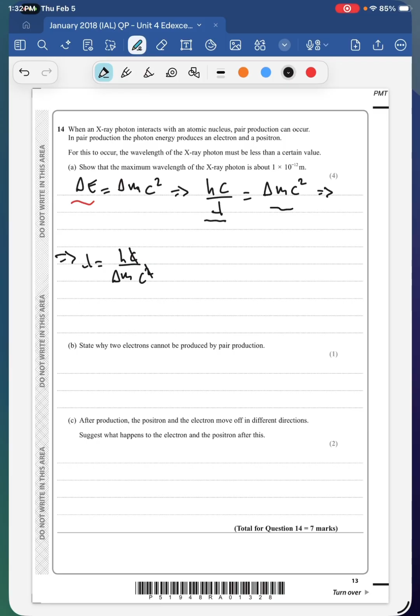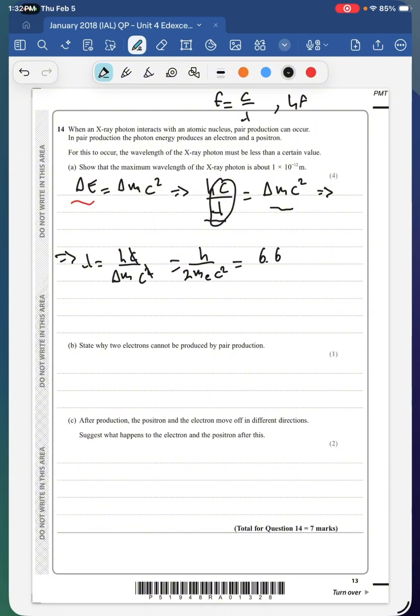So c cancels. And by the way, c over lambda is f, because f is c over lambda, and the energy of the photon is, of course, h times the frequency. So let's plug in numbers. And by the way, delta m is the mass of two electrons, because the electron and the positron have the same mass. Just to make sure I'm not confusing you, I'm going to write this down. Delta m is 2 m_e c squared.